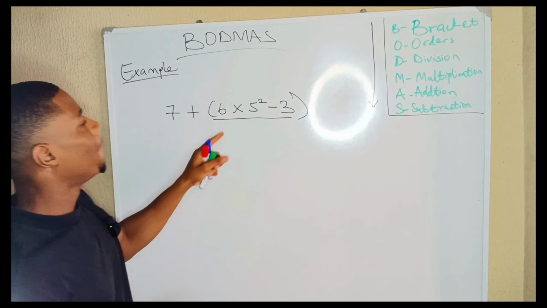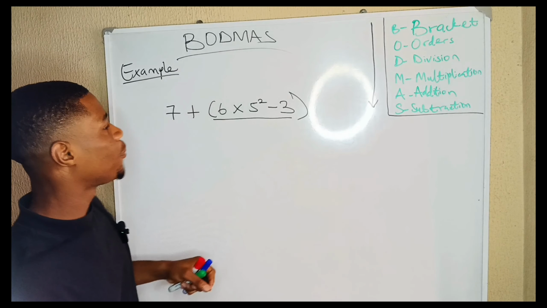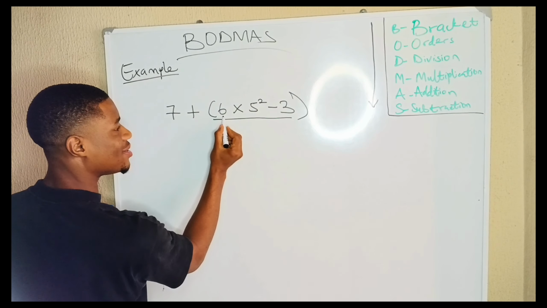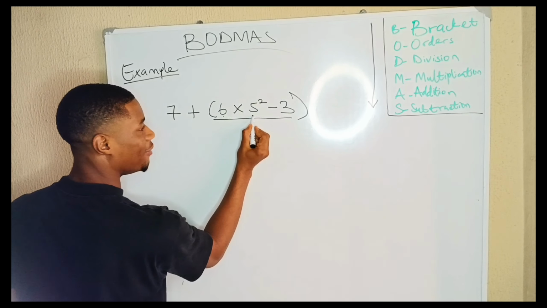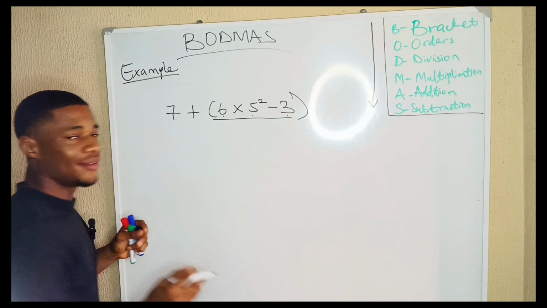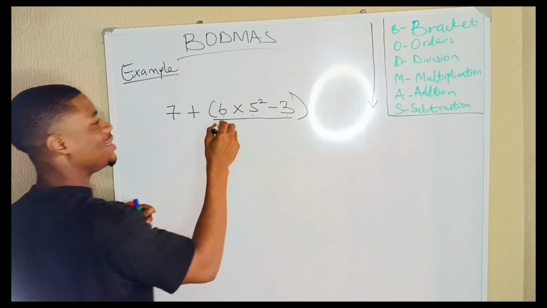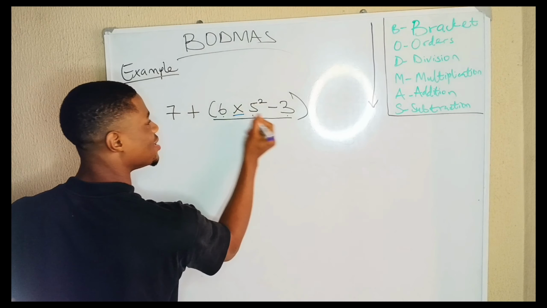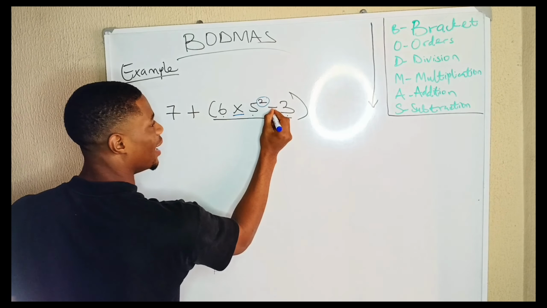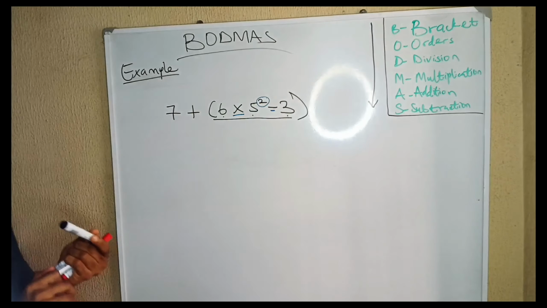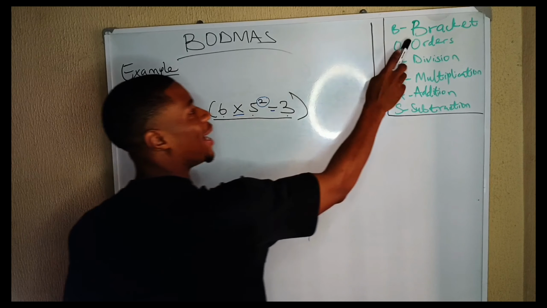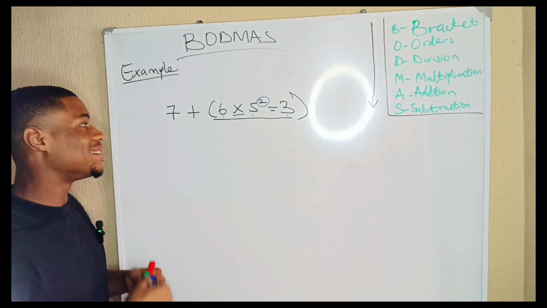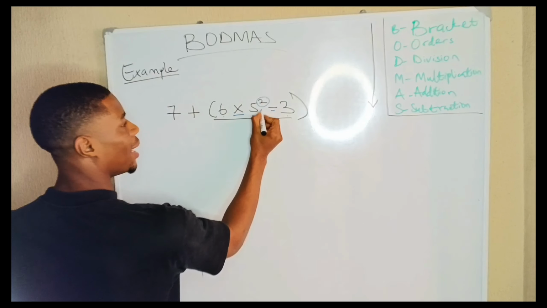Now, what is the first thing here? Inside here, we have 6, we have 5, and we have 3. That's not what you're concerned about. What you're concerned about is this and this. Now, the second thing we have here is orders. And what are orders? Orders simply means powers.